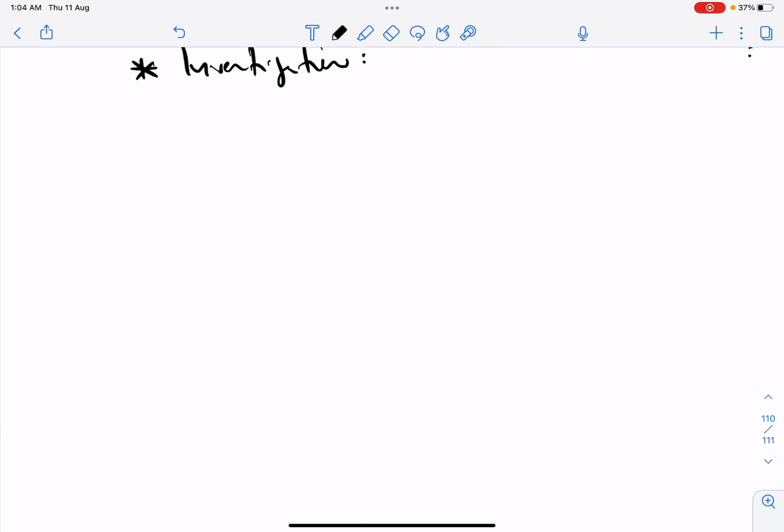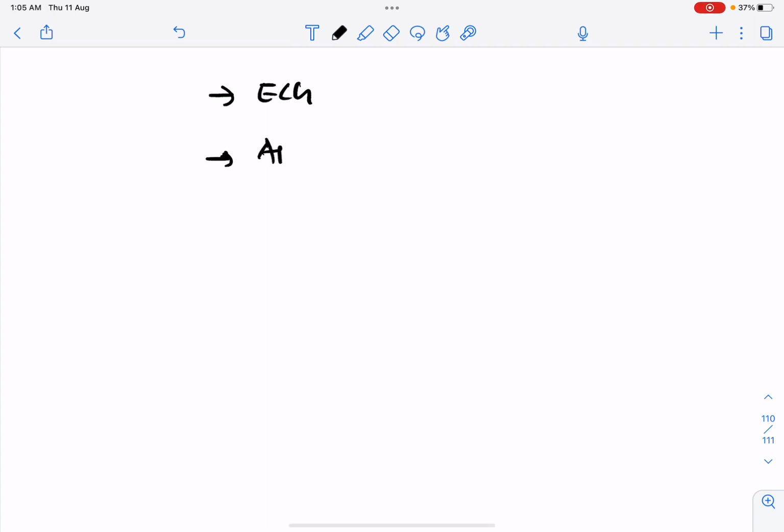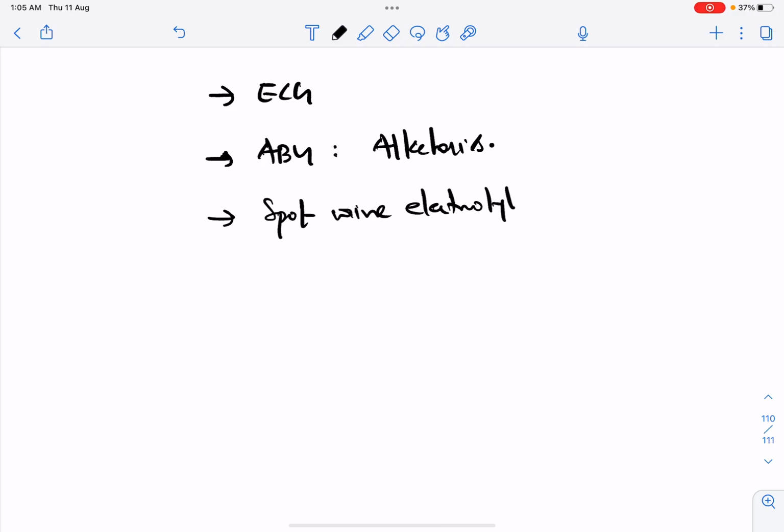Okay, now for the investigation, you have to take an ECG and look for the features which we have already discussed, like T wave flattening, ST depressions, or U waves. Okay, and also you can take an ABG and look for alkalosis. Okay, and you should take spot urine electrolytes. It includes urine sodium and urine potassium.